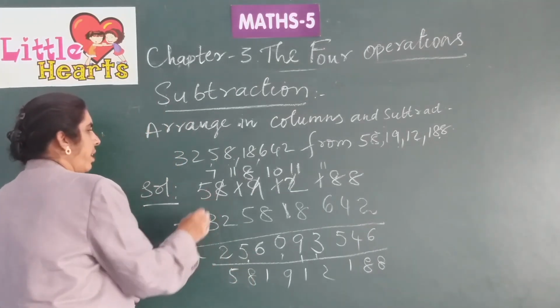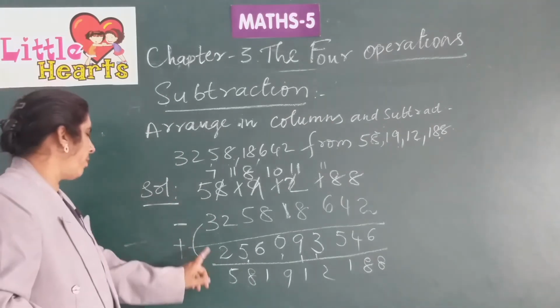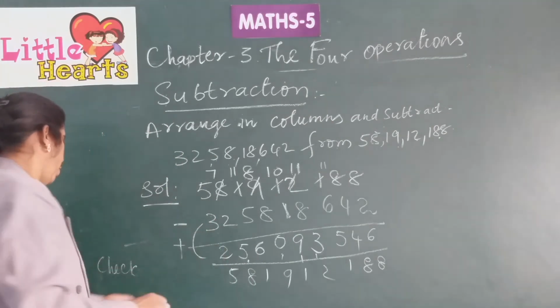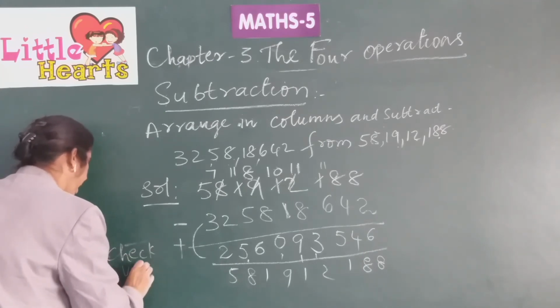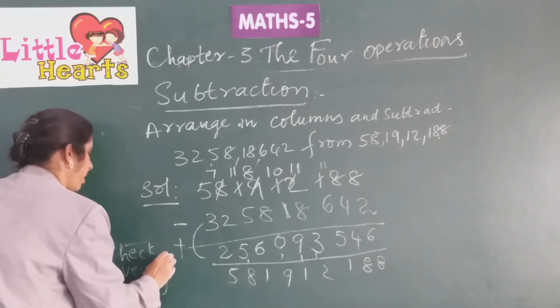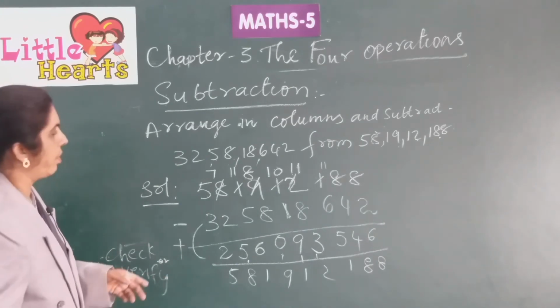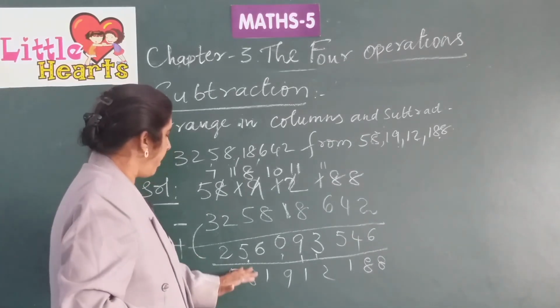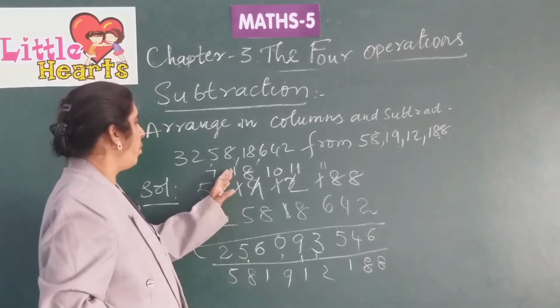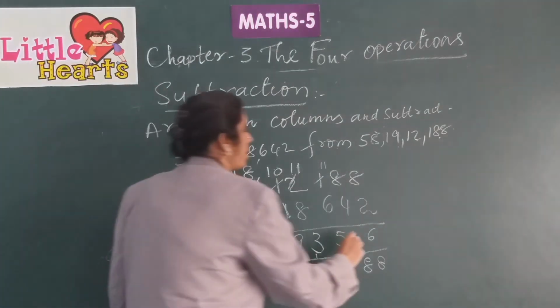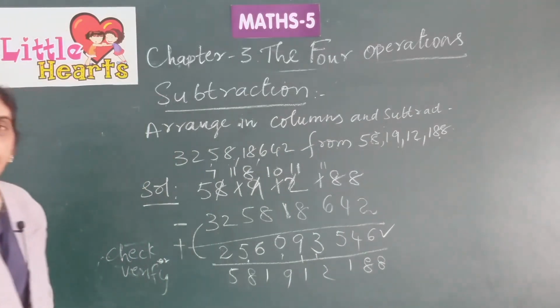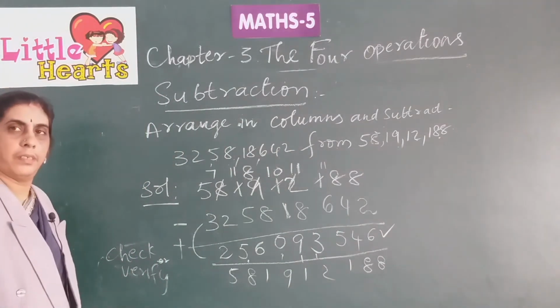So we got the minuend or the bigger number after adding these two. In this way, you can check or verify whether our subtraction is right or wrong. So after adding we got this, and both the numbers, minuend and this, are the same, so our subtraction is right. Okay.